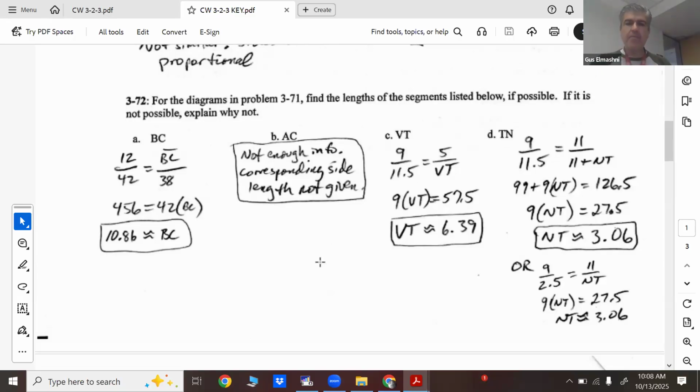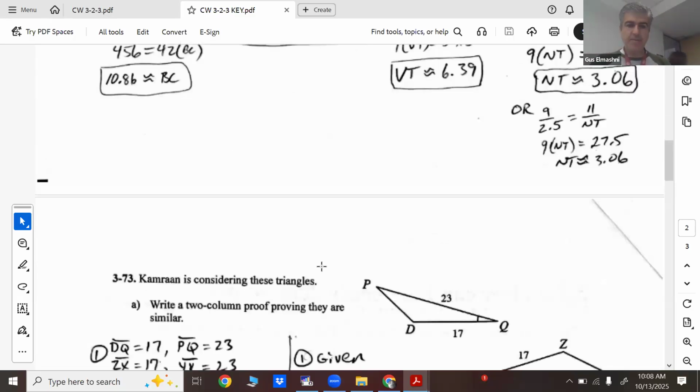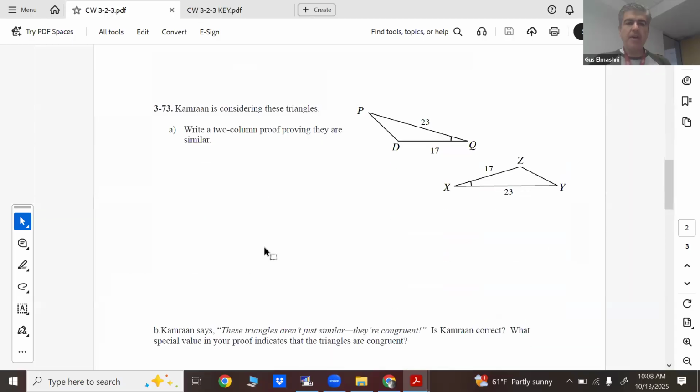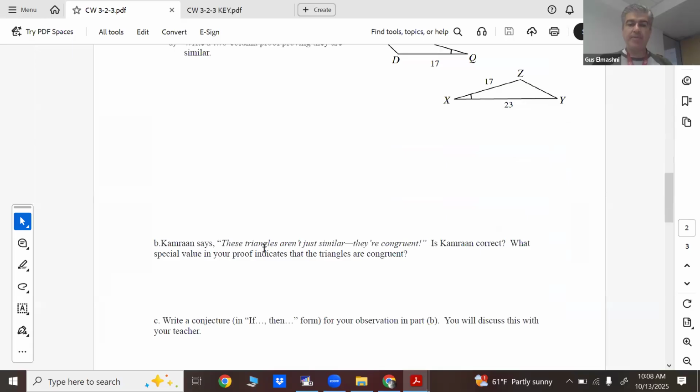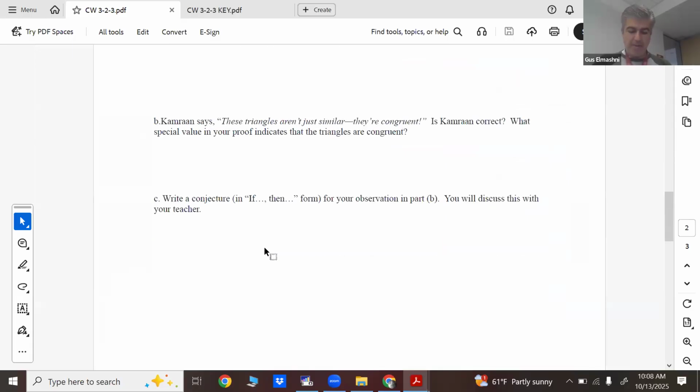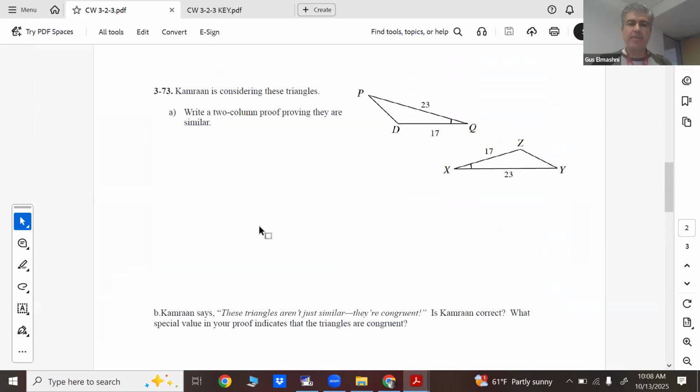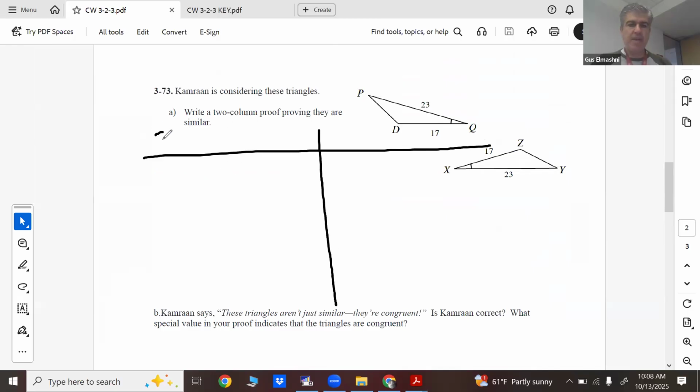Okay. We're good on 372. All right, so we move on to 373. Let's do another proof. We're going to ask some questions about it below, and then we're going to do another page and we're done. All right, so a two-column proof. Let's do this. Statements and reasons.